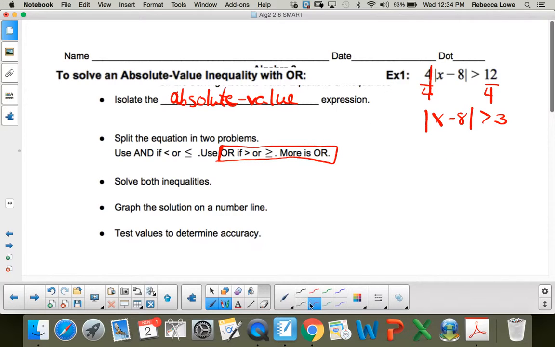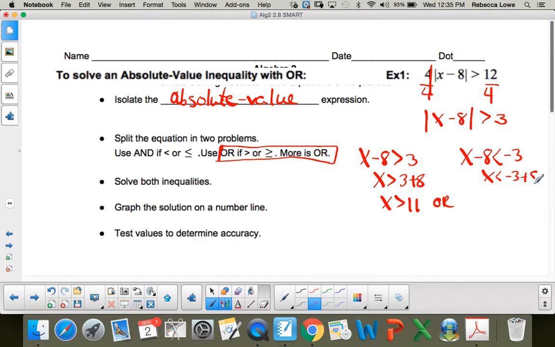More is or. So now we're going to split it up. We're going to write it the way we see it without the absolute value signs, just like I've done here. Then we're going to write the left side the way we see it. We're going to flip the inequality sign and we're going to negate the value on the right. And then we go ahead and solve both inequalities. So this one we get x is greater than 3 plus 8, x is greater than 11. And again, this is an or. x is less than negative 3 plus 8, x is less than 5.